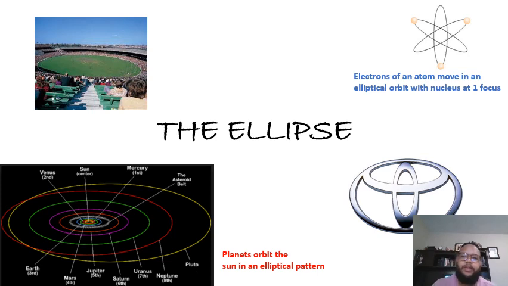Today we're doing the ellipse. As you can see, there are many examples of where you can see an ellipse in real life, and we're just going to take a look at the parts of the ellipse today and how to get these parts from an equation or from a graph.